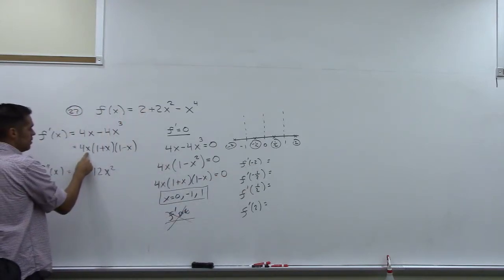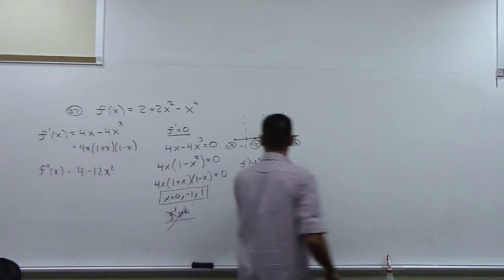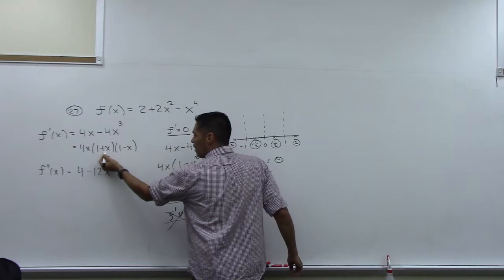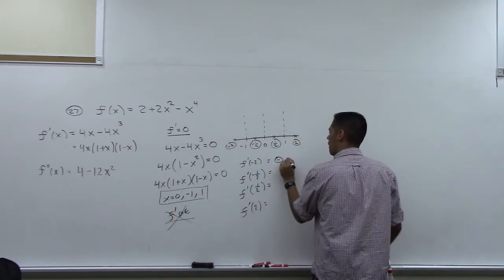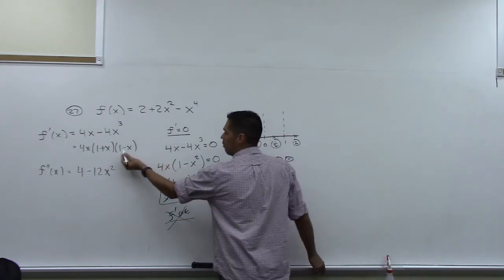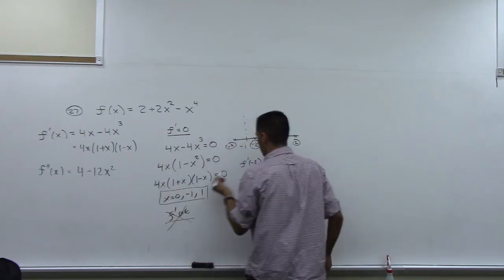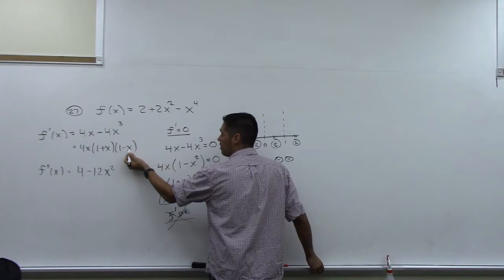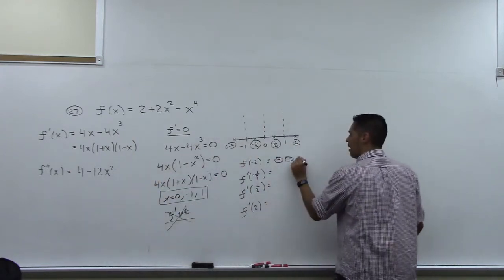4 times -2, that would be a negative number. Negative. And then plug -2 in right here. 1 take away 2, that's a negative number. And then 1 take away -2, be careful with that because we're putting a -2 in here. So 1 minus -2 is the same as 1 plus 2. 1 plus 2 is 3, that's a positive number.